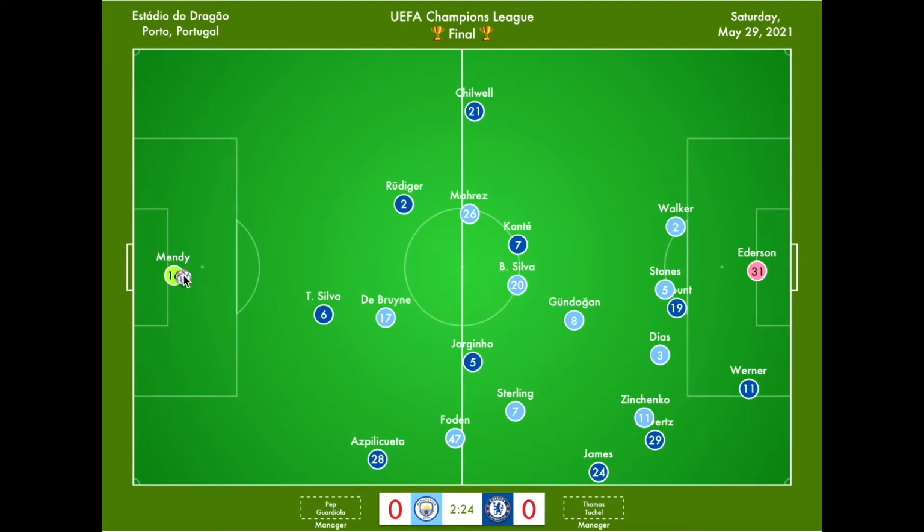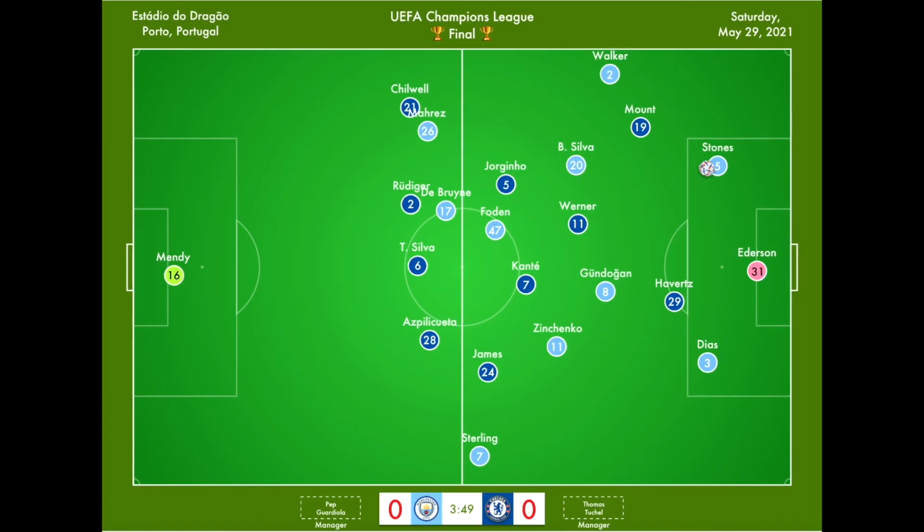But that's a testament to the type of structure that both teams have. So to start off this attack, they'll go back to Thiago Silva and then Azpilicueta, and the match proceeds onwards from there. And all of this occurred in the first 2:24 mark, which is where all this action took place.